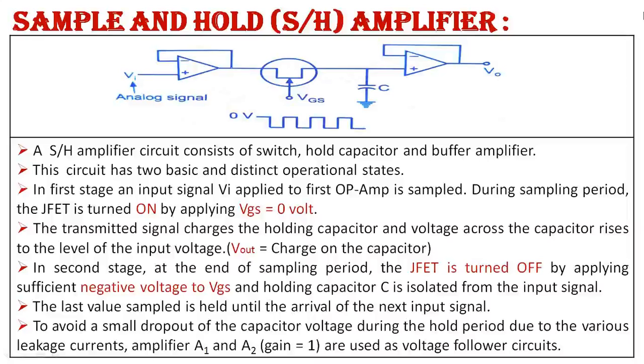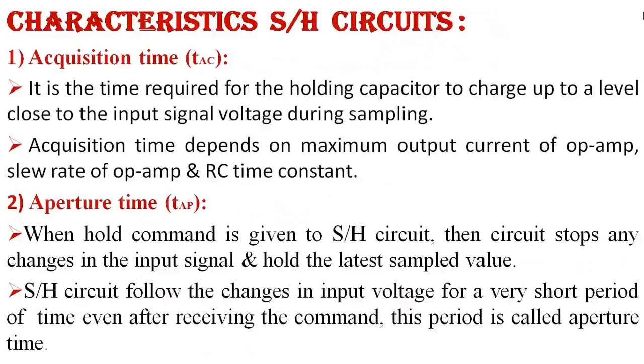In the second stage, at the end of the sampling period, the JFET is turned off by applying sufficient negative voltage to VGS, and the holding capacitor C is isolated from the input signal. The last value sampled is held until the arrival of the next input signal. To avoid a small dropout of the capacitor voltage during the hold period due to various leakage currents, amplifiers A1 and A2 with gain equal to 1 are used as voltage follower circuits.